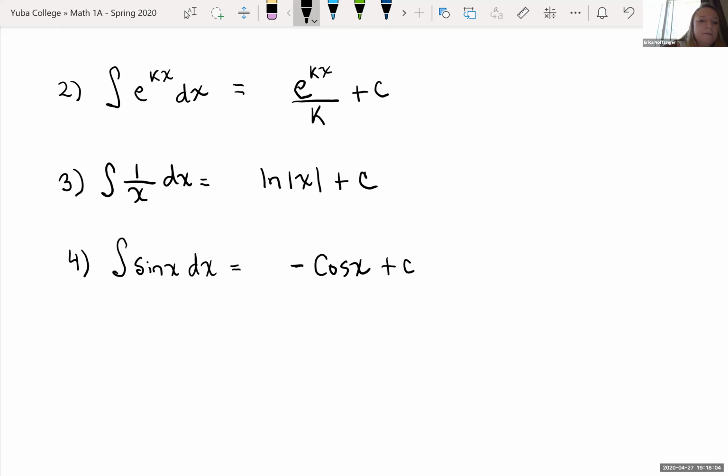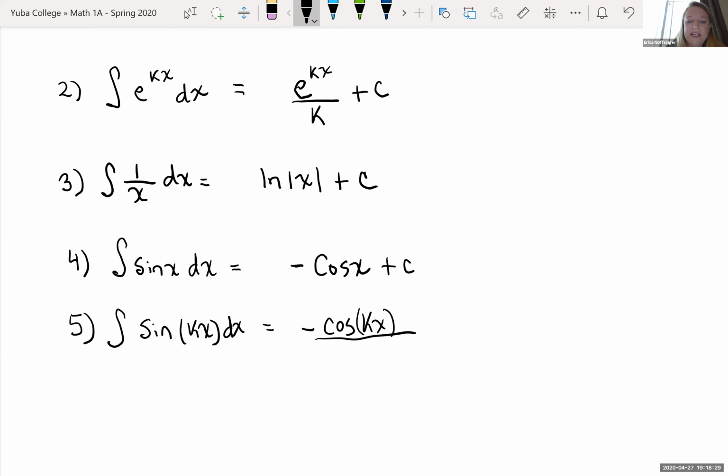So we could take this a little further. Remember if it was multiplied by some constant, so it was sine of like 2x or 3x, some constant k times x dx. This is going to equal negative cosine of kx, all divided by, because we had to use the chain rule, we had to take the derivative of the inside. And so this would have to be divided by k, and then plus our constant c.